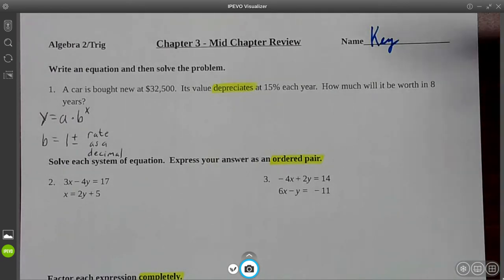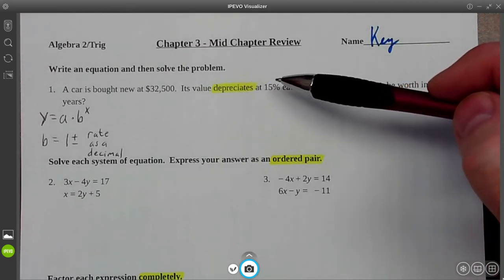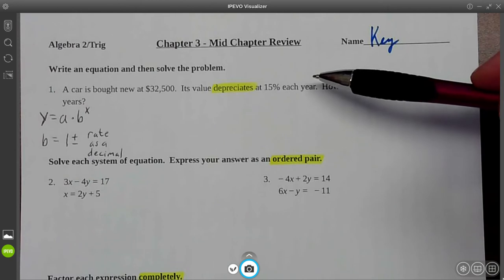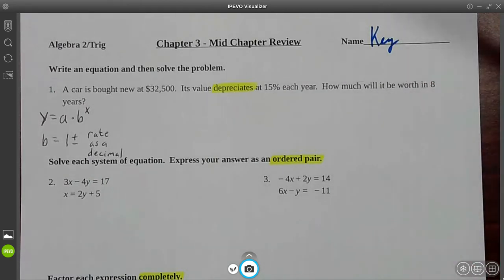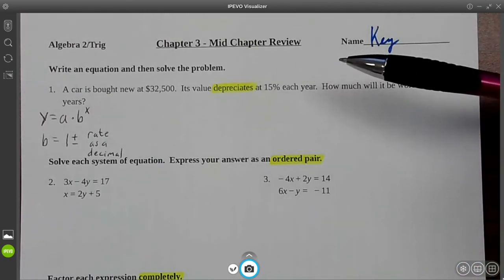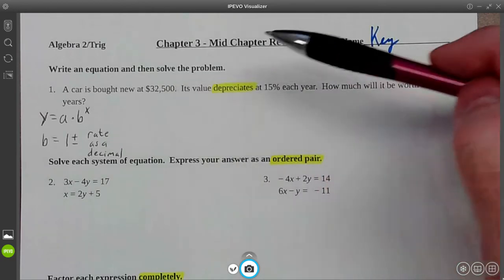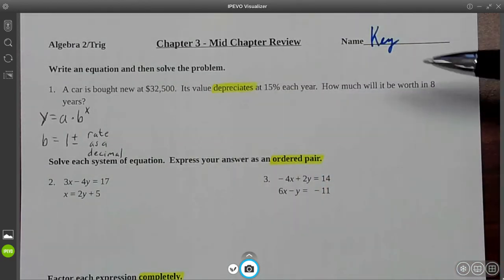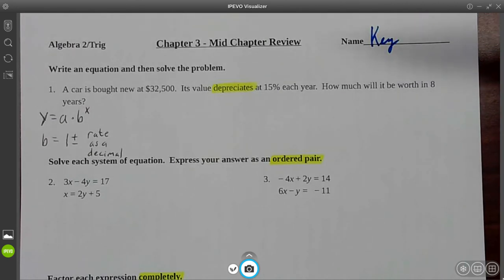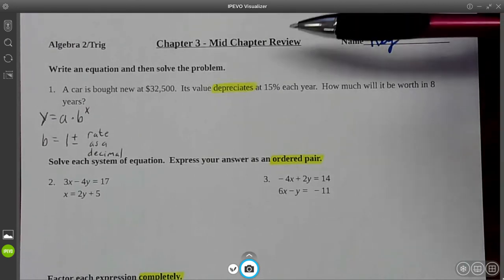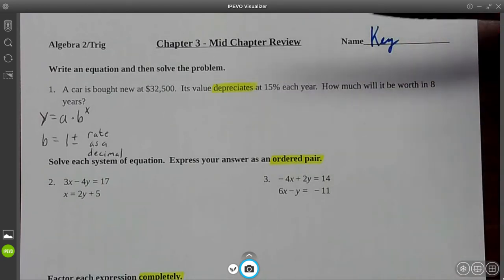A car is bought new at $32,500. Its value depreciates at 15% each year. How much will it be worth in 8 years? So when you look through, you look for numbers, obviously. Numbers like 32,500, 15%, 8 years. The numbers are going to be part of the situation. But you're also looking for critical descriptive words.